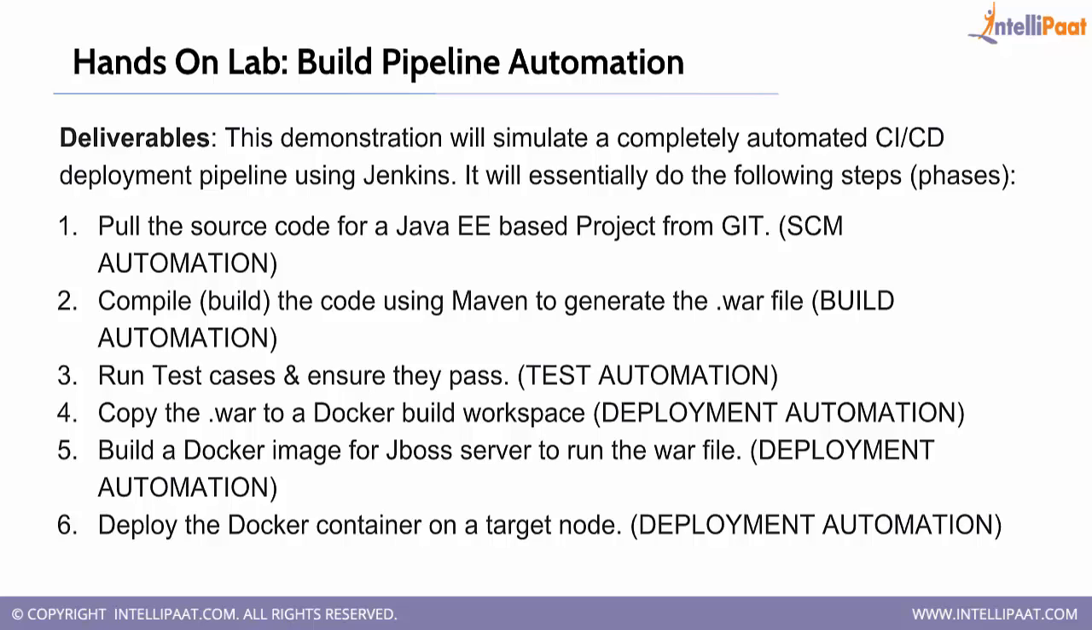And then finally we will run the test cases and ensure that they pass, and once the test cases pass, we will copy the war file generated in step number 2 and build a Docker image, and then we will deploy it. So that would be deployment automation. And finally we will have the Docker JBoss image ready, which we can run as a container on the target node and automate the deployment phase. So all the steps will happen in sequence and make the entire pipeline process automated.